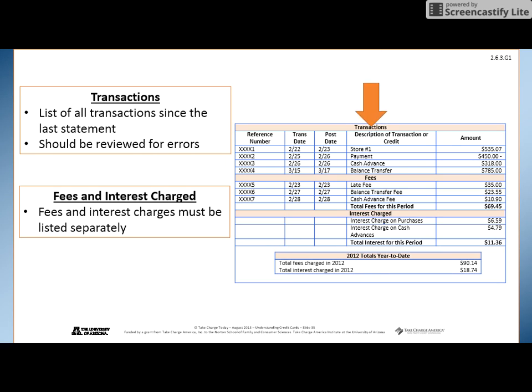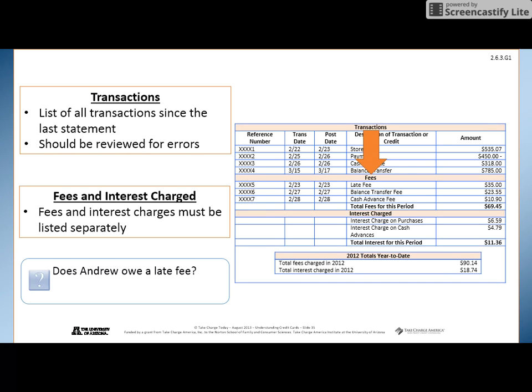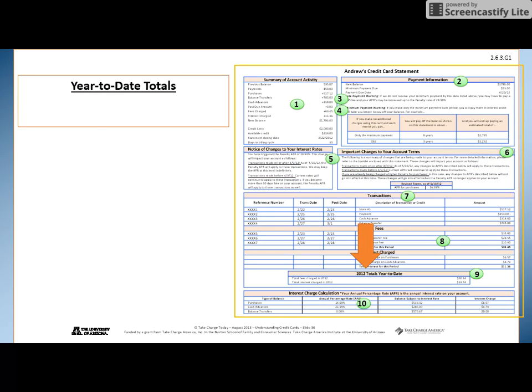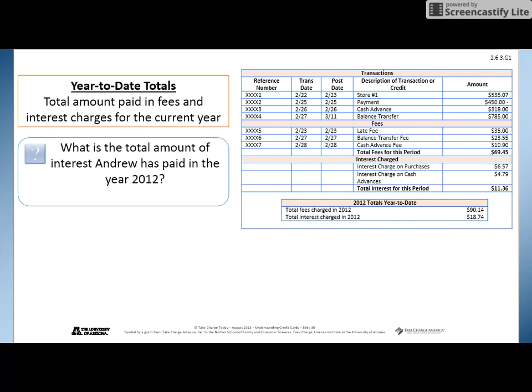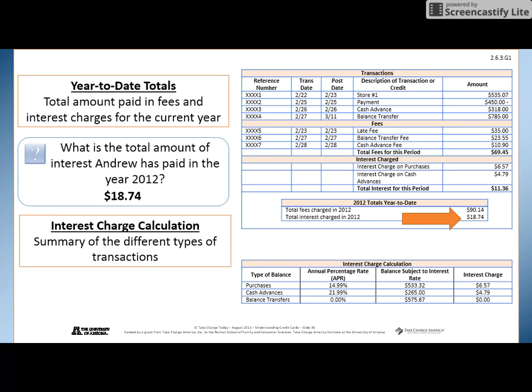Fees and interest charged. Fees and interest charged must be listed separately. Year-to-date totals. This is going to be the total amount paid in fees and interest charges for the year. Interest charge calculation, summary of the different types of transactions. So you can see how it calculates those interests.